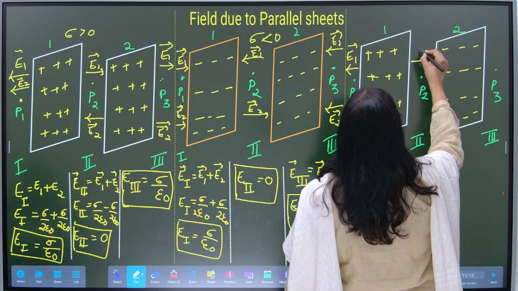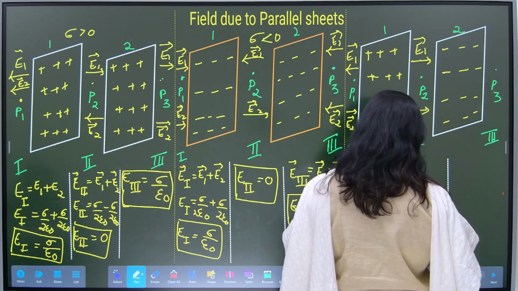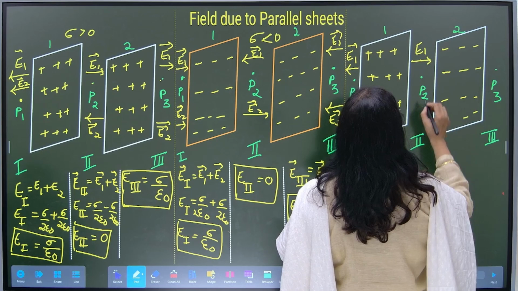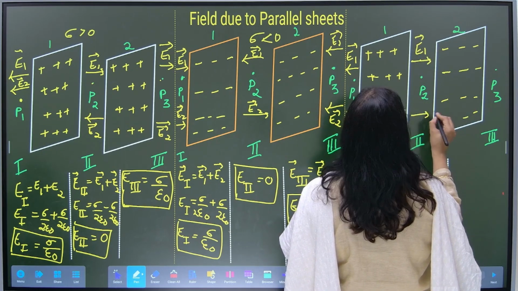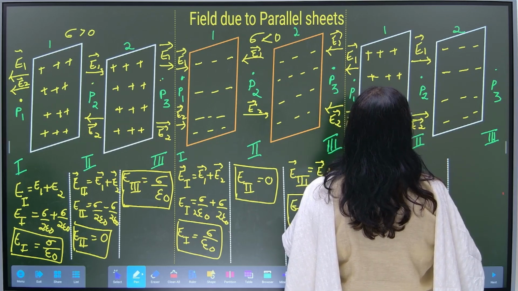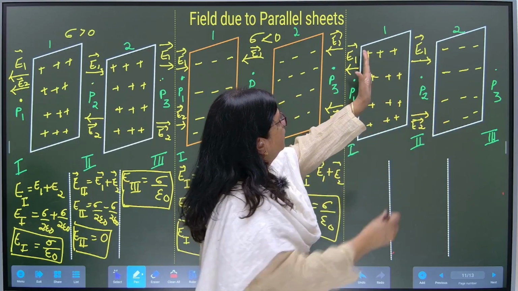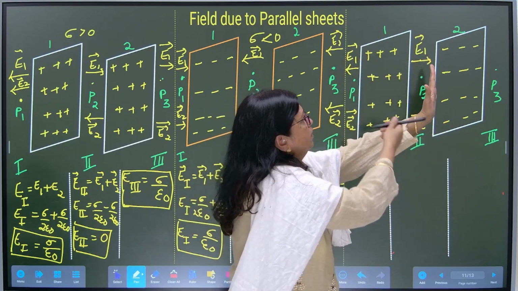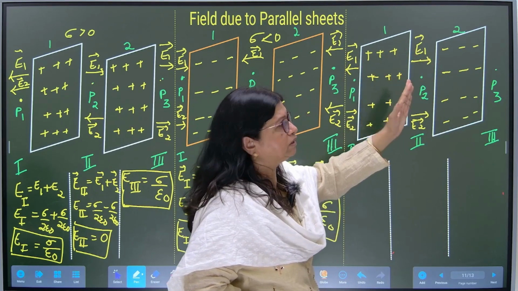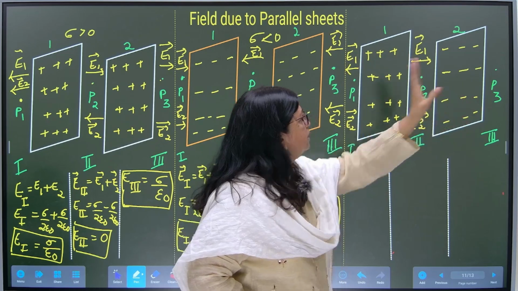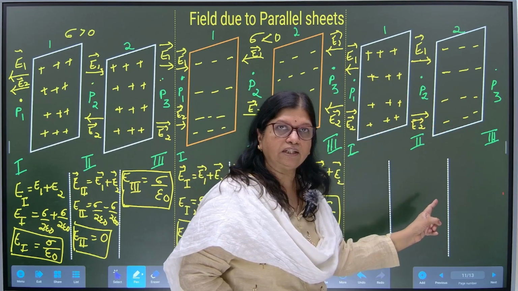radially outwards, E1, radially inwards, E2. See, you can see they are in same direction, radially inwards. Fine? Okay, so this has to be taken care of. E1, E2, both are in the same direction. From sheet 1 going outwards, towards sheet 2 going inwards because it is negative. So you can see E1 and E2 are in same direction for the point P2 in the region 2.